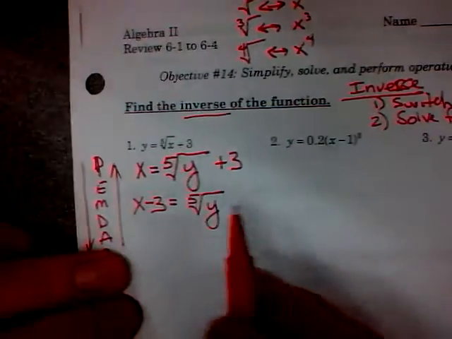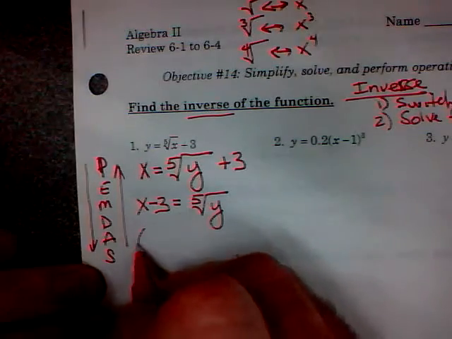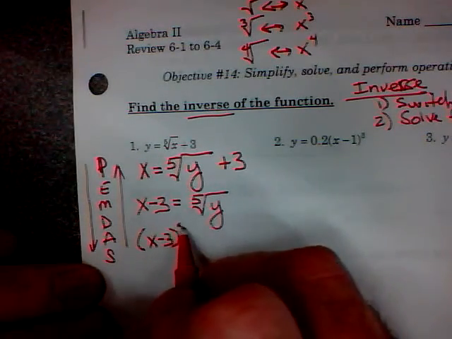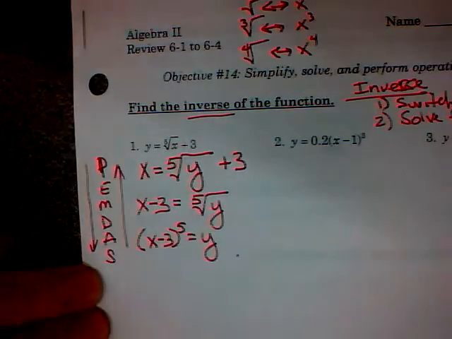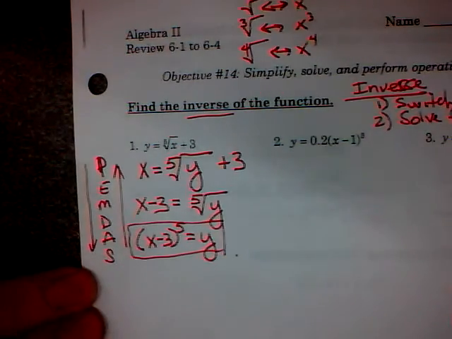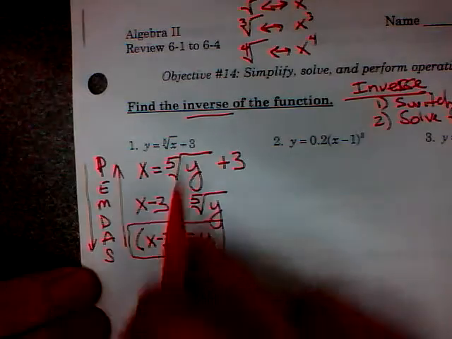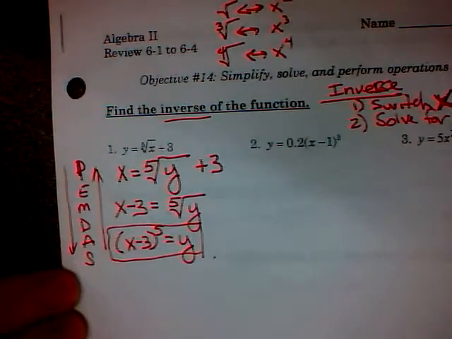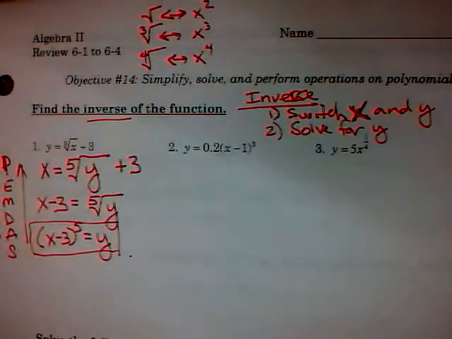So in this case, since we have a fifth root, we're going to raise this side to the fifth power. And we do not need to multiply that out. This is going to be our final answer. This would be the inverse function of what we started with. So let's look at number 2.